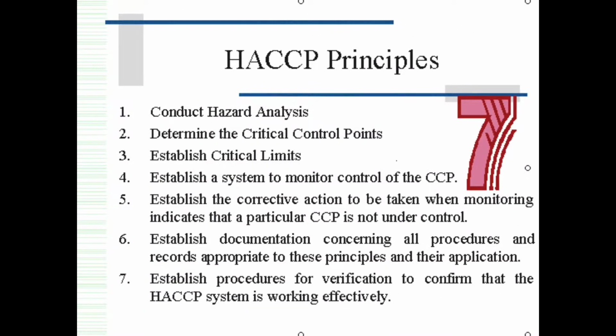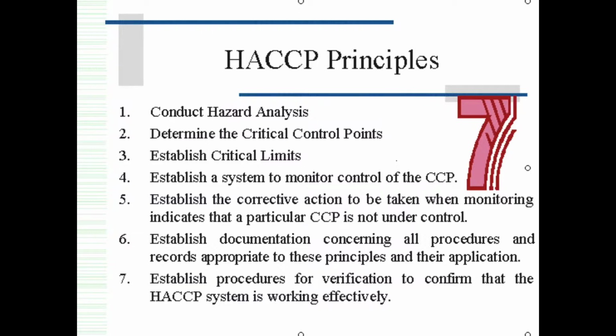There are a total of 7 principles of HACCP. First of all, we have to identify the hazard, that is, conduct the hazard analysis. Then we have to determine the critical control points. Then we have to establish the critical limits. Suppose only a 70-degree temperature is required, and we are providing 80 degrees, so we have to set the limit that 70 degrees is the proper temperature for this process, and likewise.